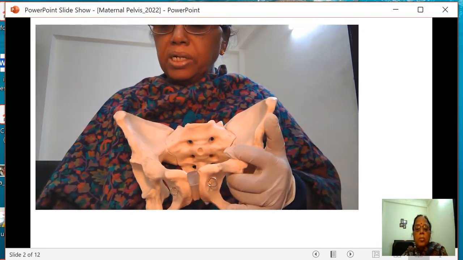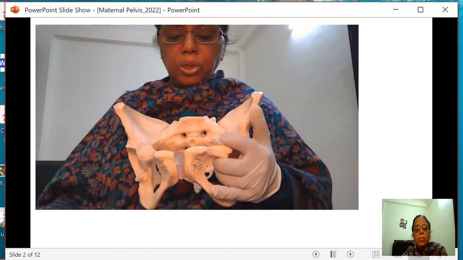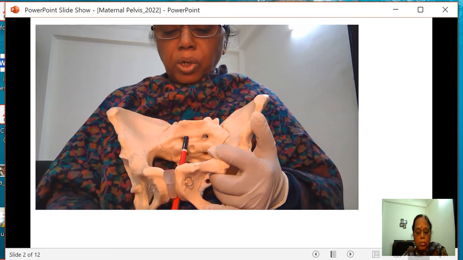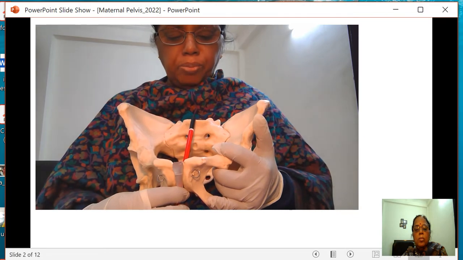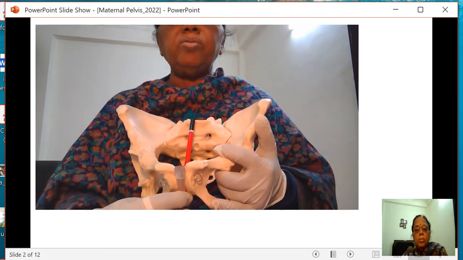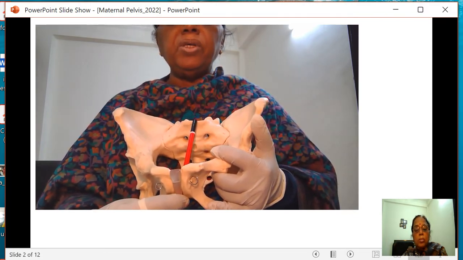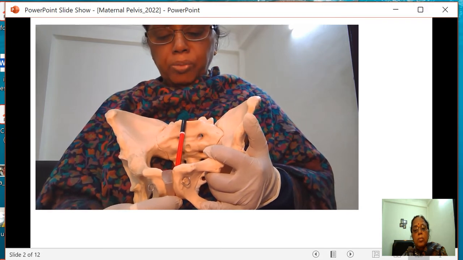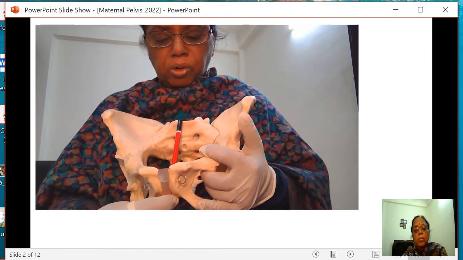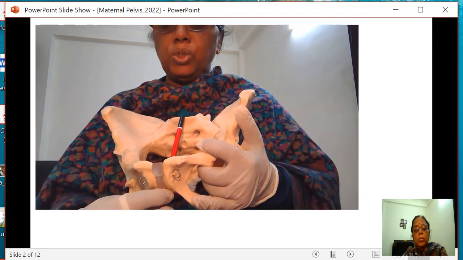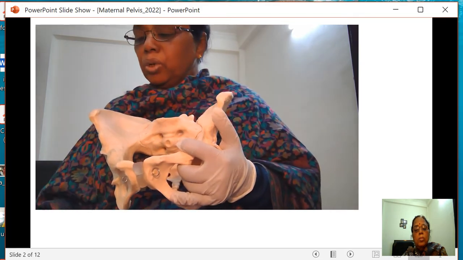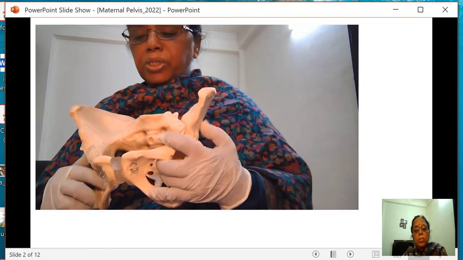Next comes the diagonal conjugate. The diagonal conjugate is from the lower border of the pubic symphysis in front to the center of the sacral promontory posteriorly. So this is from the lower border of the pubic symphysis to the center of the sacral promontory. This is the diagonal conjugate. Now, how is the diagonal conjugate measured?